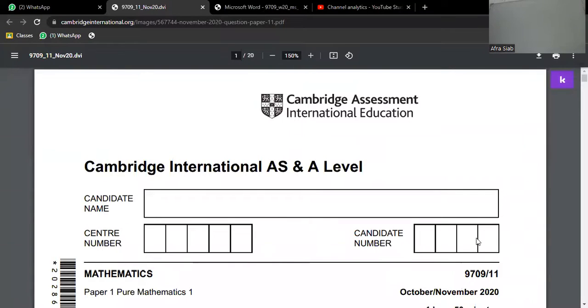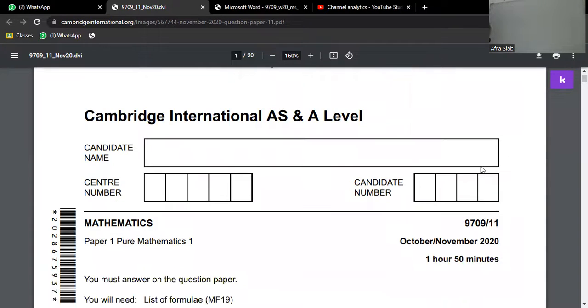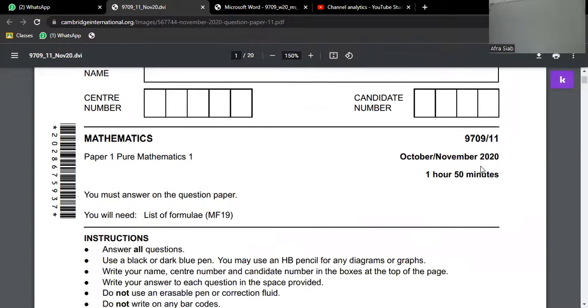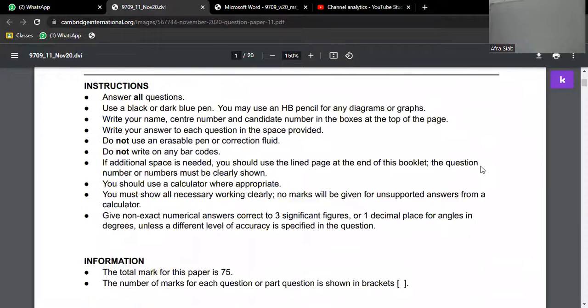We are starting the mathematics paper P1 for the year 2020, October, November. The total time for this paper is 1 hour 50 minutes, and the total marks for this paper is 75. These are the questions in this paper.